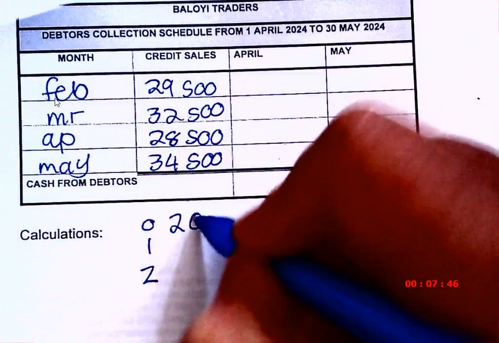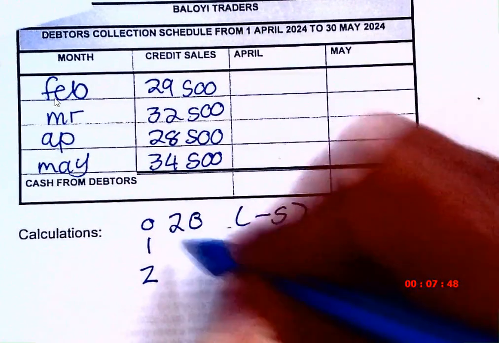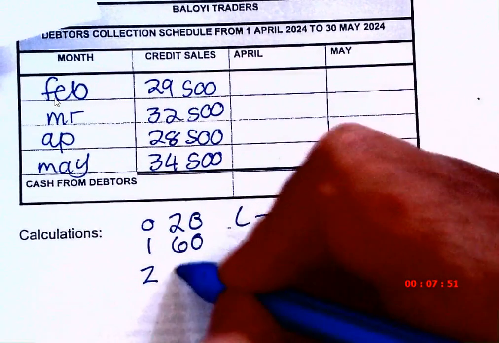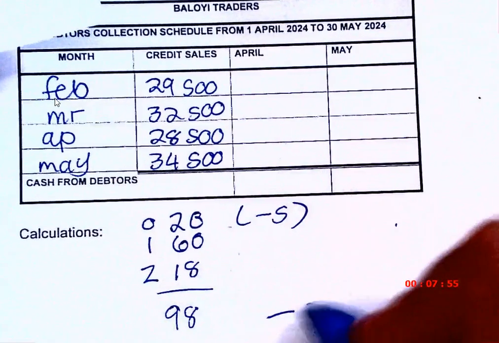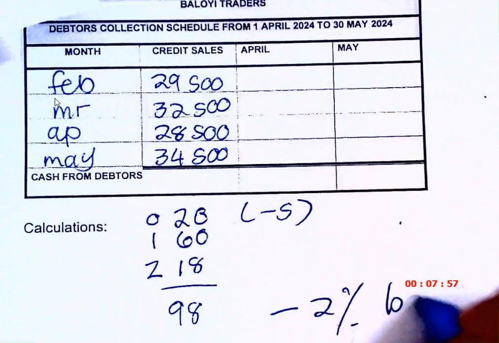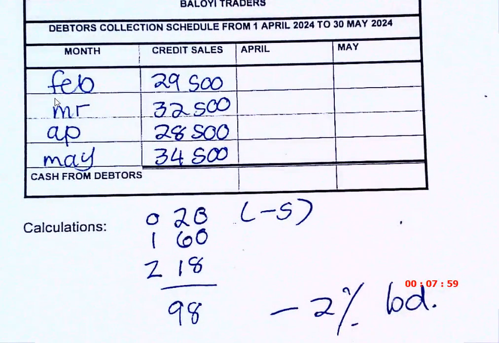0, it's 20%, less 5, 60%, 18. And can you see it adds up to 98? Meaning 2% is going to be bad debt. Where will I show bad debt? In the cash budget or the income statement budget? In the income statement budget.